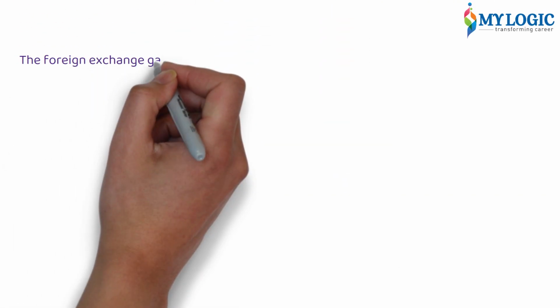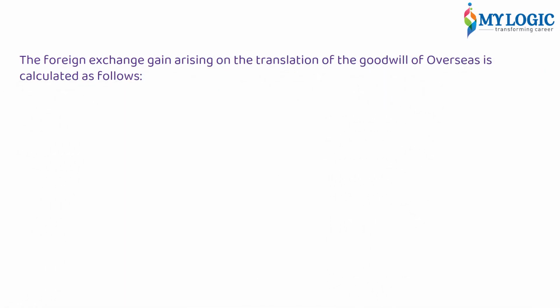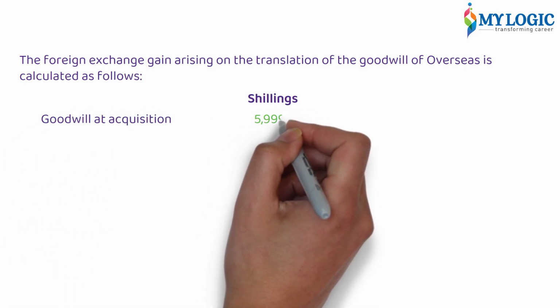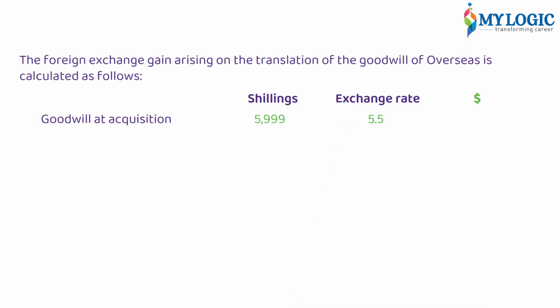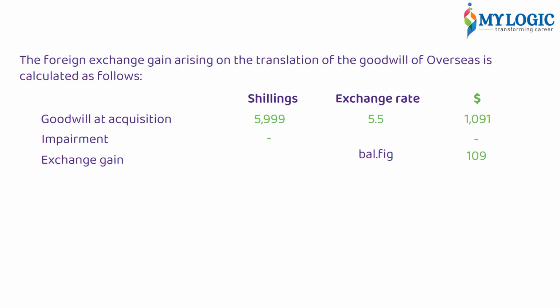The foreign exchange gain arising on the translation of the goodwill of Overseas is calculated as follows. Goodwill at acquisition, 5,999 shillings at an exchange rate of 5.5, is $1,091. Exchange gain, the balancing figure, $109. Closing goodwill, 5,999 shillings at an exchange rate of 5.0, is $1,200.